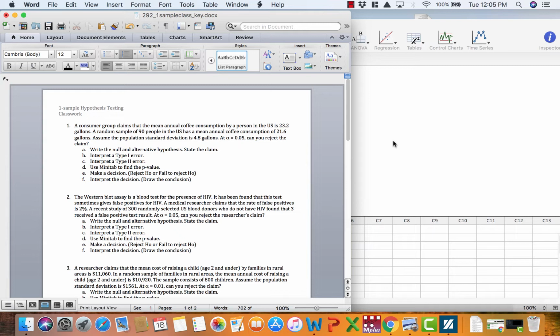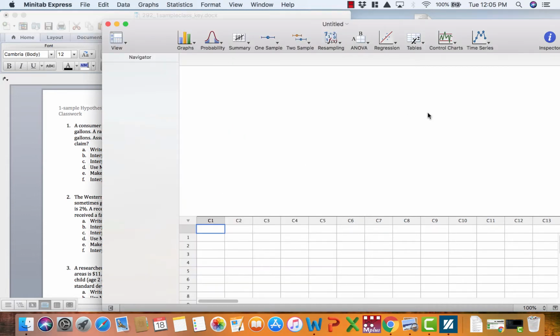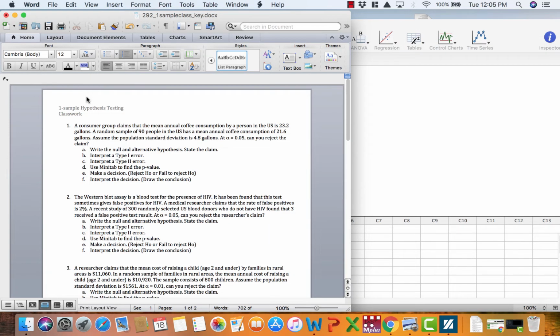7 problems. So what you're going to want open is the one sample hypothesis testing classwork. And I'm going to be going through this and typing in answers as we go through this video, so I'll also post this key. And then you're also going to want Minitab open. It can be just a blank worksheet. It doesn't matter because we don't have a data file for this classwork. All right, let's get started on these questions.